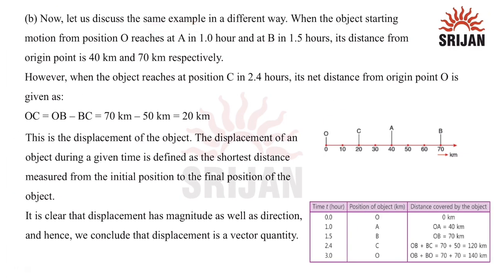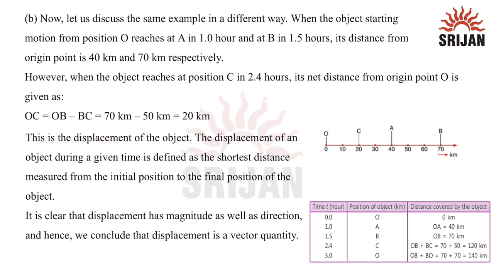Now let us discuss the same example in a different way. When the object starts the motion from point O and reaches A in 1 hour and then B in 1.5 hours, its distance from the origin point is 40 km and 70 km respectively, right? However, when the object reaches the position C in 2.4 hours, the net distance from the origin point is given as OC, that is OB minus BC, which would be 20 kilometers. This is what we say displacement of an object.